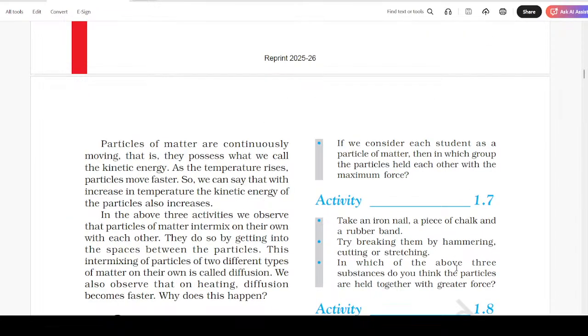Particles of matter are continuously moving, that is, they possess what we call kinetic energy. As the temperature rises, particles move faster, so we can say that with increase in temperature, the kinetic energy of the particles also increases. In the above three activities, we observe that the particles of matter intermix on their own with each other. They do so by getting into the spaces between the particles. This intermixing of particles of two different types of matter on their own is called diffusion. We also observe that on heating, diffusion becomes faster. Why does this happen?